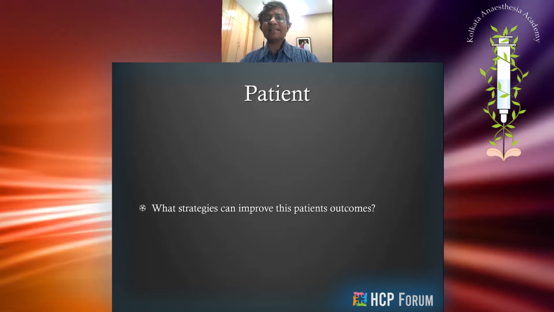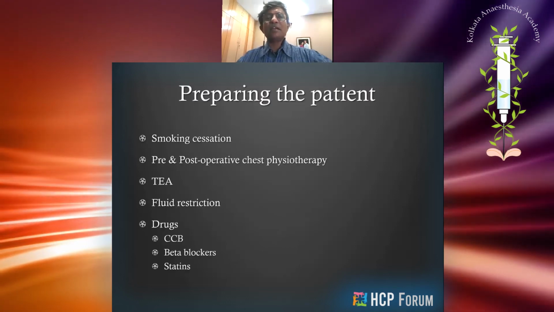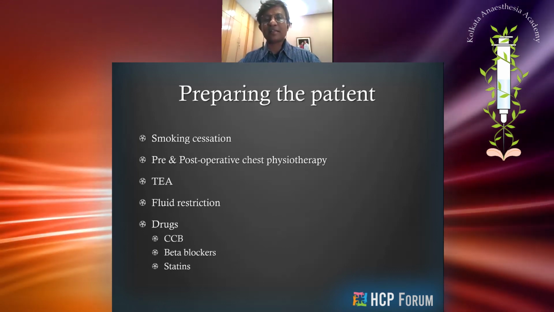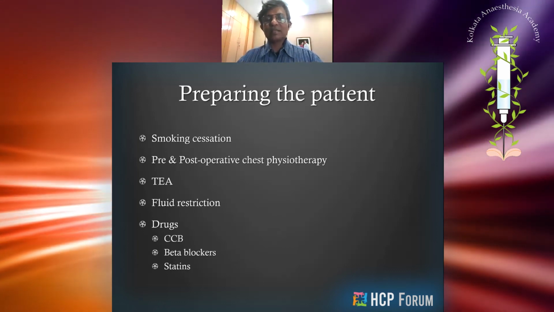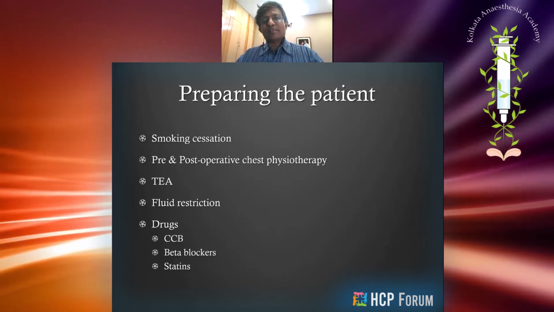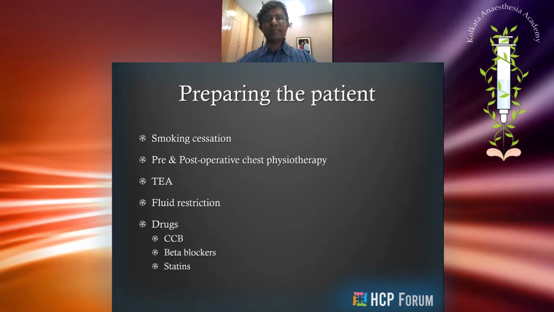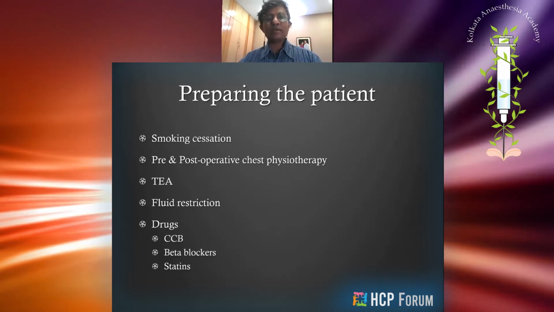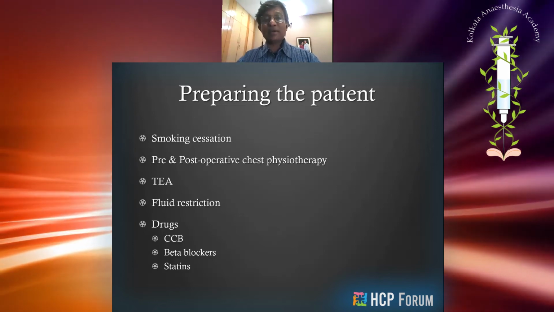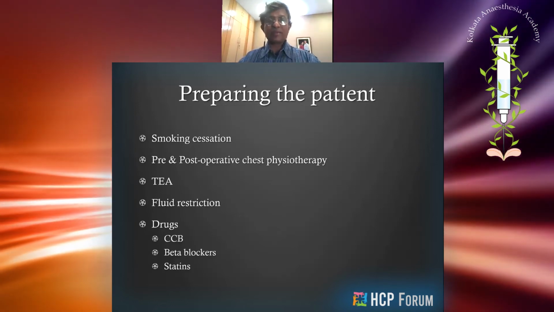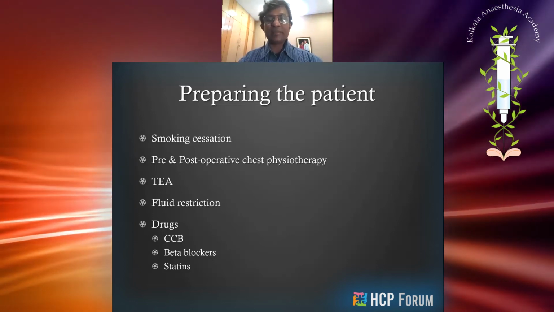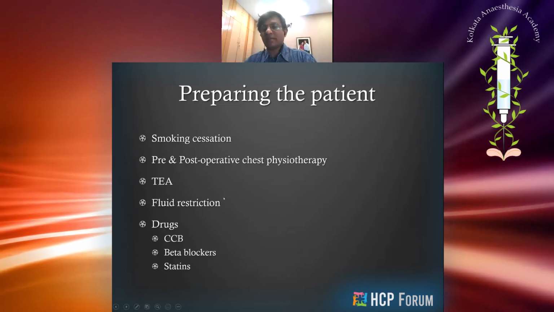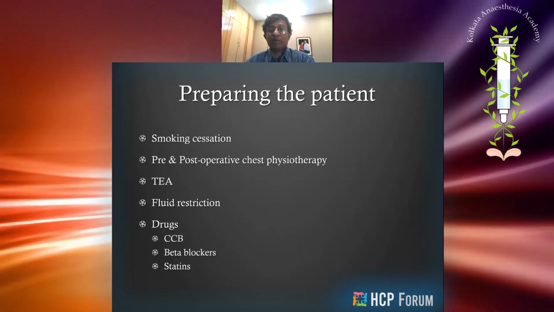Are there any strategies that can improve the patient outcomes? These are some things which have proven to be beneficial. One is definitely cessation of smoking. The other is pre and postoperative chest physiotherapy, incentive spirometry being the one that has shown to be of great benefit, but there is a way to do it. Things like thoracic epidural analgesia may not be in the preparation, but have shown to be of benefit in the perioperative period. And this is one type of surgery where restrictive fluid therapy has been proven to be beneficial.